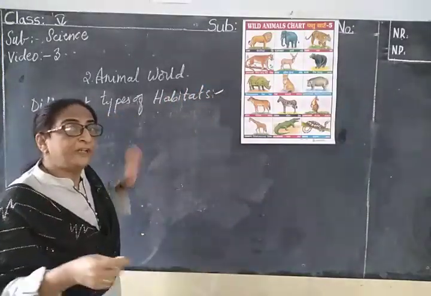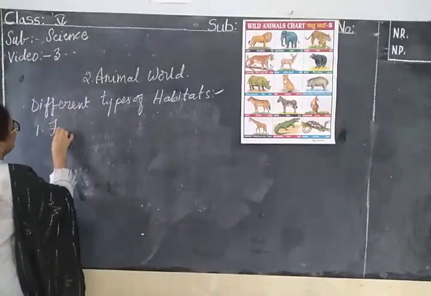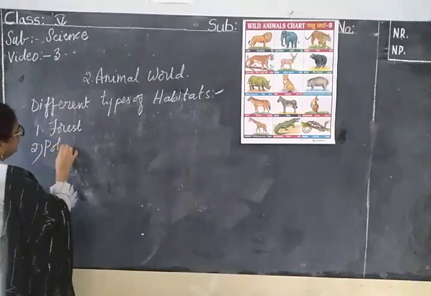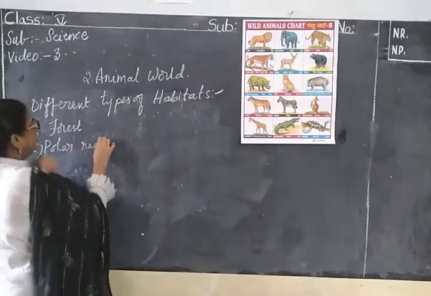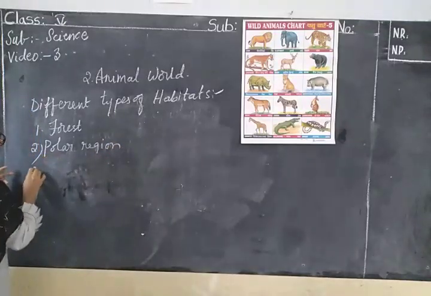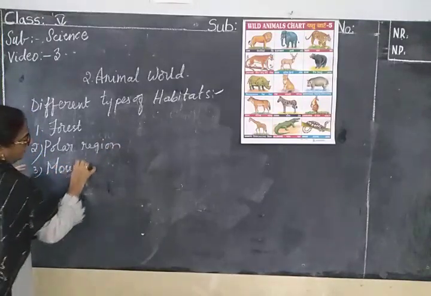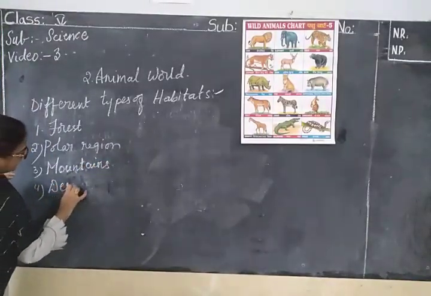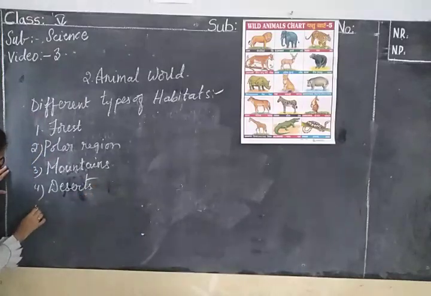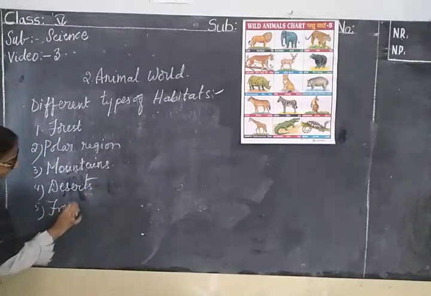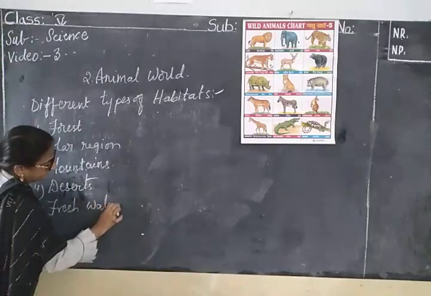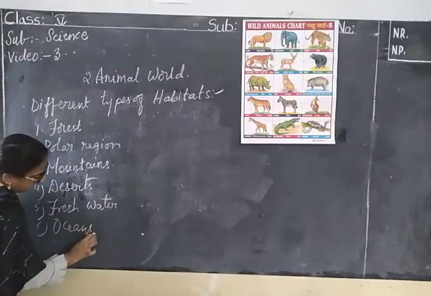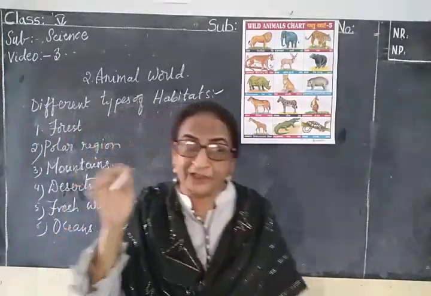Let us learn different types of habitats. First one is forest. Second one is polar region. Next, mountains. Next, deserts. Next, fresh water. And the last one is oceans. So in that way, they have different habitats.